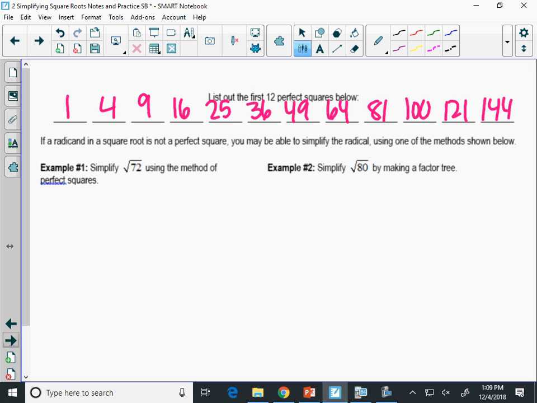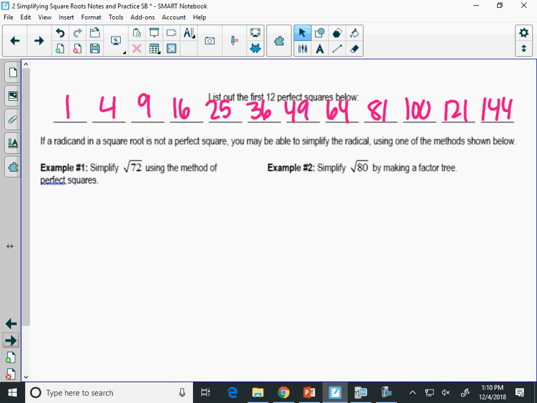And you should know these, and you can do them in your head later on, but for today, sometimes it's nice just to visually be able to look at them. Because I'm going to show you 2 different methods for simplifying square roots. I don't care which method you use. My personal preference is the method of perfect squares, the first one we're going to do. I'm going to remind you how to make a factor tree.